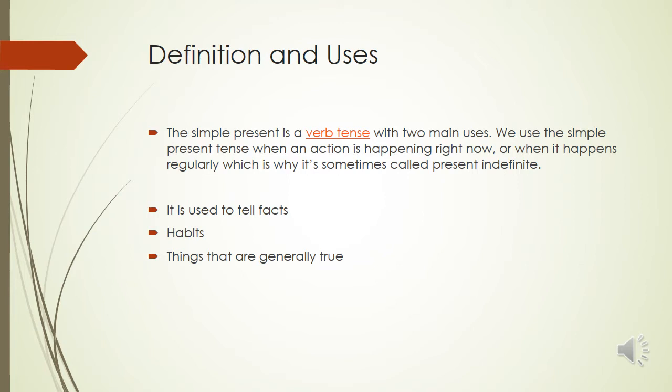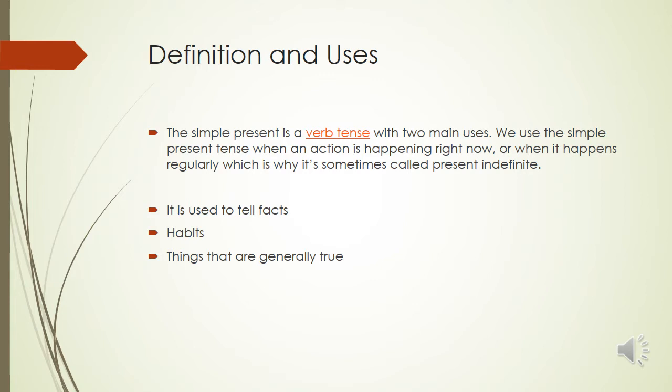The definition is that simple present is a verb tense with two main uses. First of all, it tells us about the actions that are happening right now. And secondly, it tells us about those actions that happen regularly. It is also called present indefinite tense. So whenever you are asked to write a sentence in simple present or present indefinite, they both are the same thing, right?